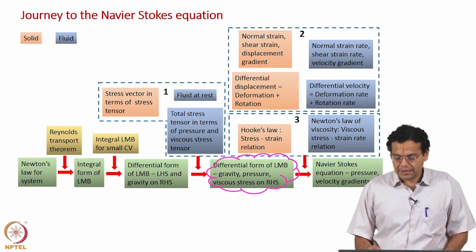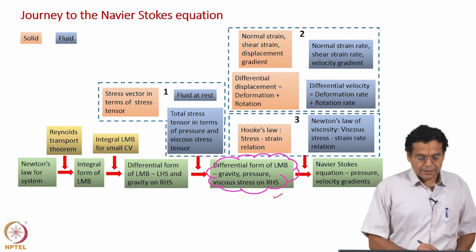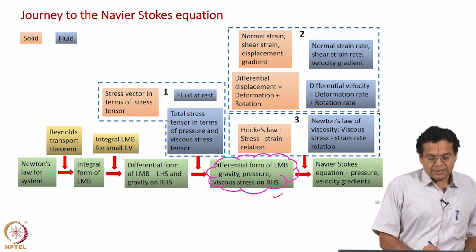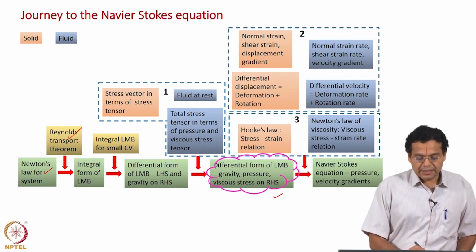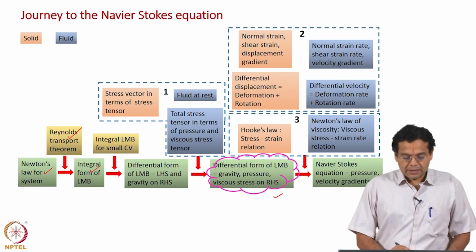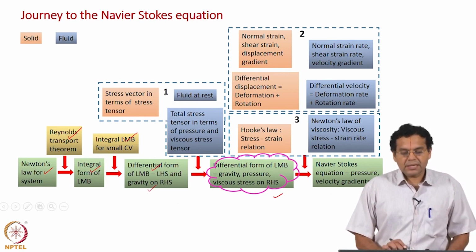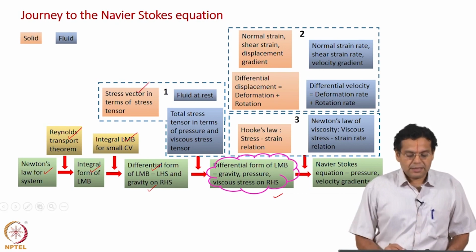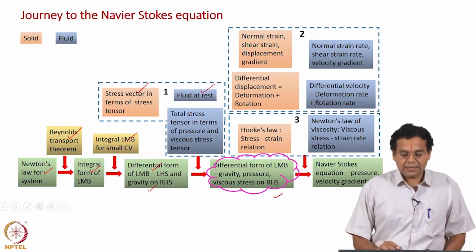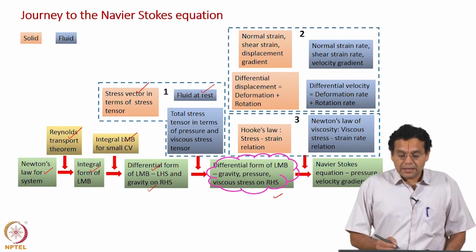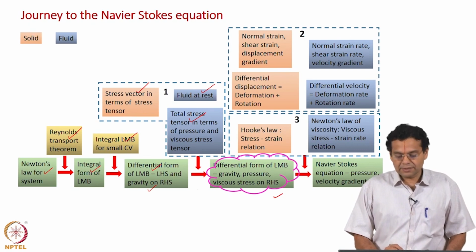Now, we are here to begin with. We started with Newton's second law of motion for a system, applied the Reynolds transport theorem, derived the integral form of linear momentum balance, applied this to a small control volume, and derived the differential form, with the left hand side and the gravity on the right hand side. To understand surface forces, we went to solid mechanics, understood the stress vector and stress tensor, applied that to fluids, discussed fluids at rest and the hydrostatic stress, and discussed the total stress tensor in terms of the hydrostatic stress and the viscous stress tensor for fluids.